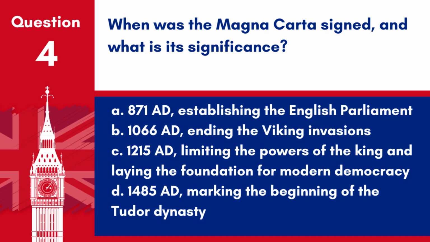Question 4. When was the Magna Carta signed, and what is its significance? A. 871 AD, establishing the English Parliament. B. 1066 AD, ending the Viking invasions. C. 1215 AD, limiting the powers of the king and laying the foundation for modern democracy. D. 1485 AD, marking the beginning of the Tudor dynasty. Answer: C. 1215 AD, limiting the powers of the king and laying the foundation for modern democracy. The Magna Carta is a landmark document in the history of democracy.